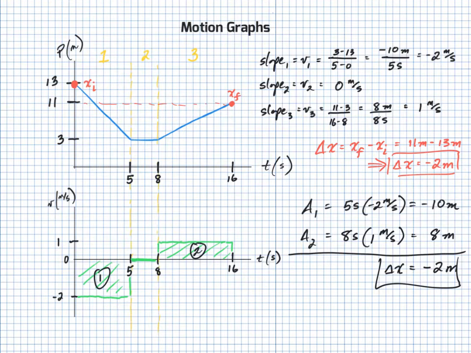Okay, so this slide again goes through the process of how to create a velocity versus time graph from a position versus time graph, but also remember that the area under a velocity versus time graph can give us the displacement of that object.